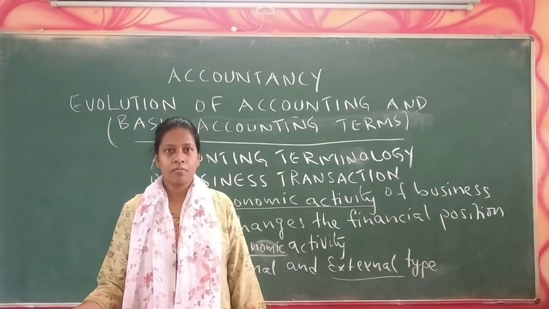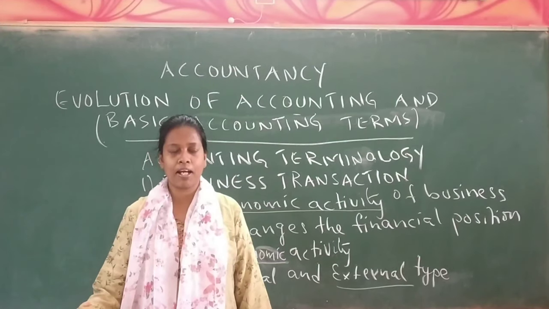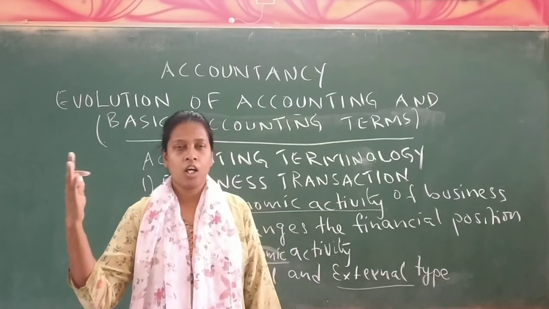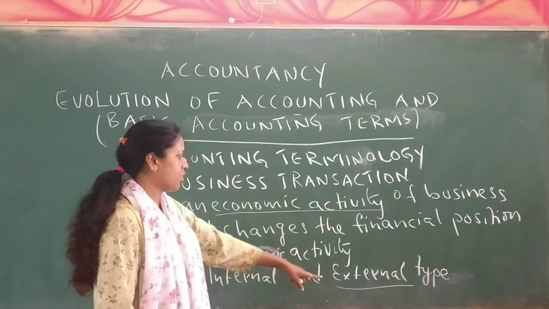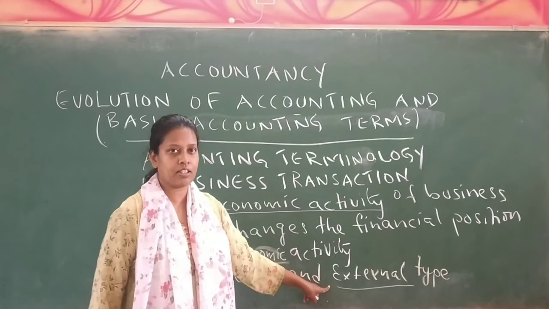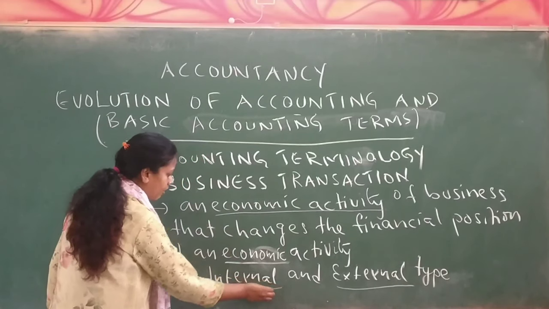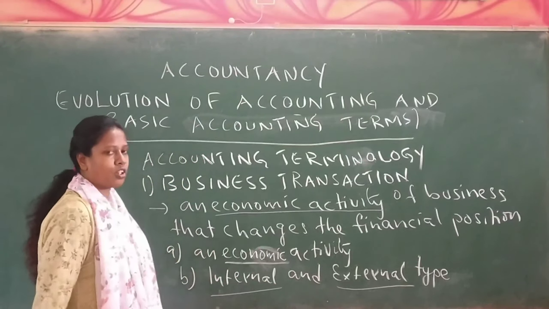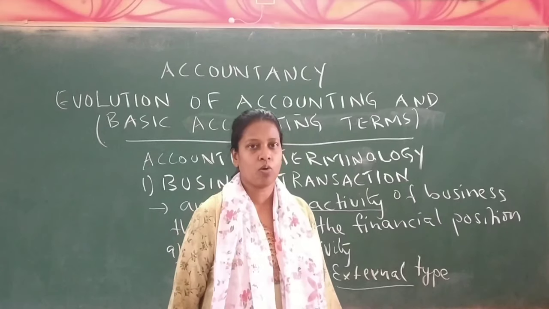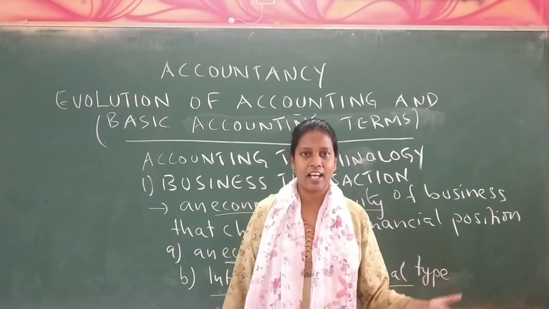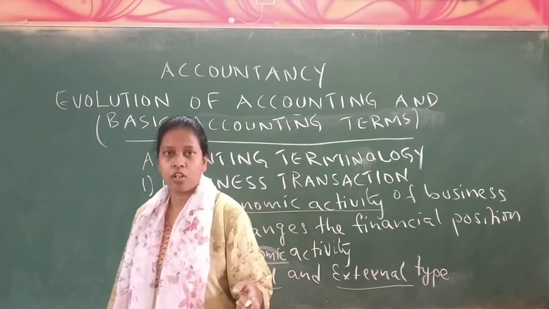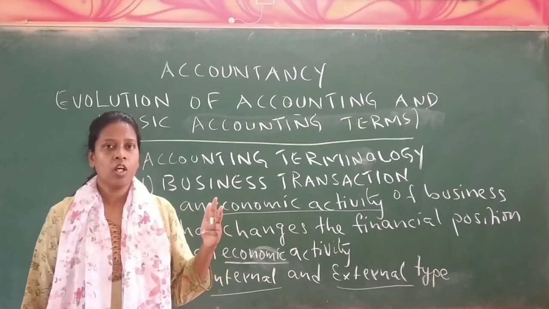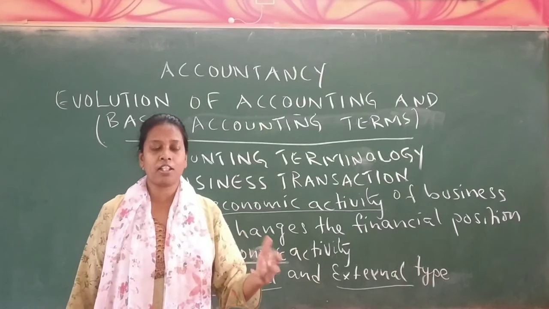The other business persons, like other suppliers, when you have to sell it outside. So that is your external type of business. And the internal type of business transaction is when you have to deal with your own workers, pay them wages, salary, you have to pay a rent for your factory, you have to maintain your machinery, like depreciation.